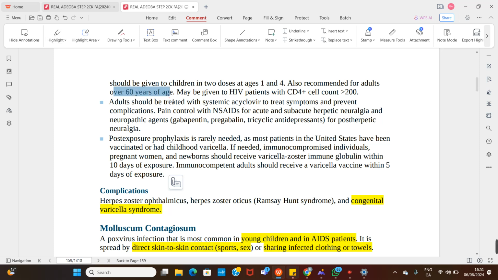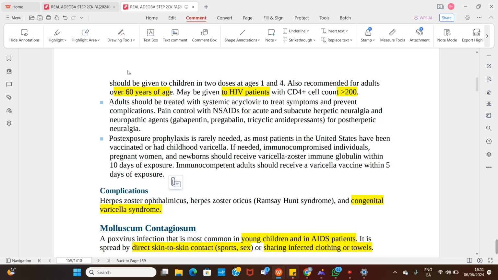Give it to adults more than 60 years. People that are HIV positive, having a CD4 count more than 200. Don't forget, the varicella vaccine is what? A live attenuated vaccine. So you don't give it to individuals with CD4 count less than 200. Don't ever make that mistake in the exam hall.